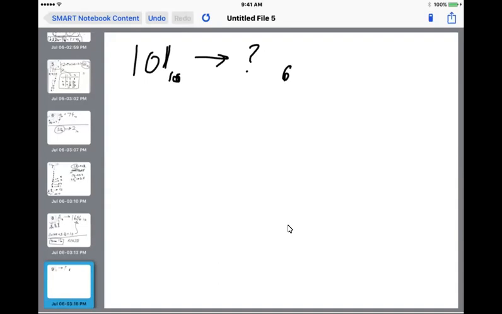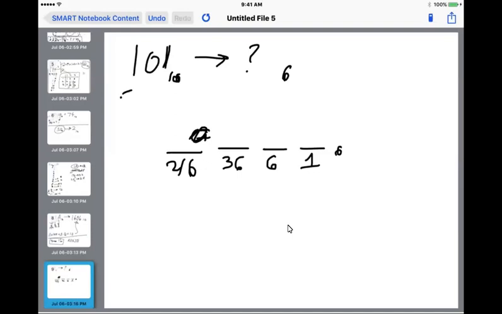Now, there are 2 ways to do this. There could be more than 2 ways, but the way I like to do it is I first figure out how many digits my answer is going to have. And I do that by writing out the place values for base 6. Now, my next place value, which is 216, is bigger than 101 already. So this number is only going to have 3 places.